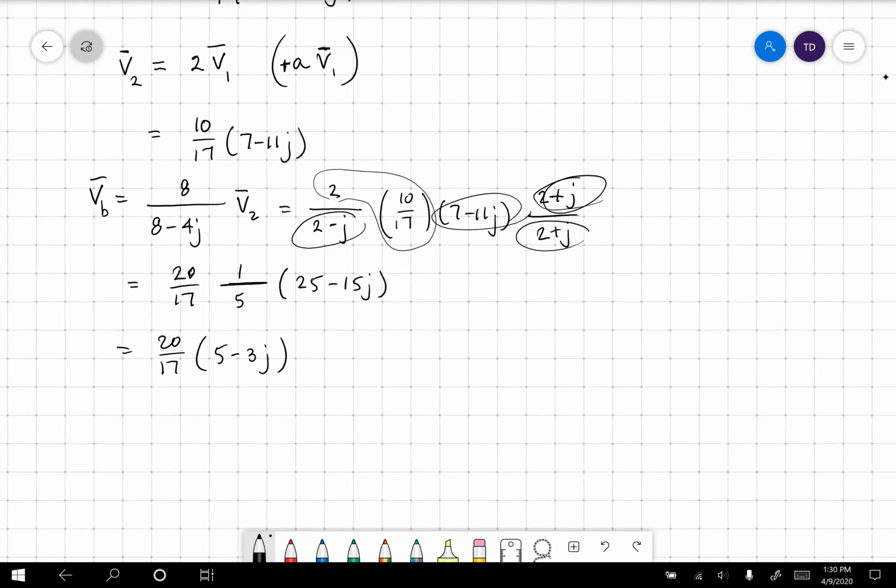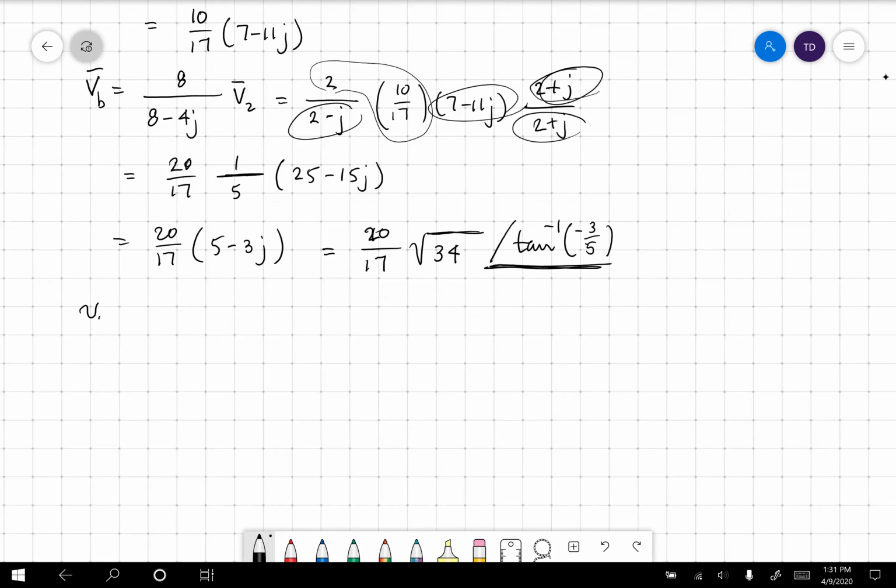That's amazing. Okay, not the form we wanted. Let's get it in the right form. 20/17 square root of, remind me what that number was, 25, 30, 34, square root of 34, at an angle tan inverse of -3/5, which will allow VB equals 20 root 34 over 17 cosine of 3t plus tan inverse of -3/5 volts.